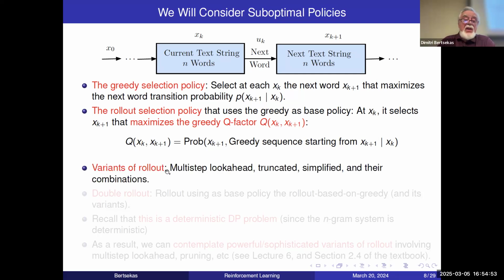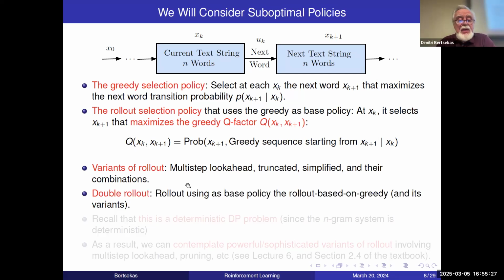Now, there are a number of variants of this that we have discussed. We can use multi-step look ahead. We can use truncation, where instead of looking at the entire sequence to the end, to time n, we truncate the sequence after a number of steps. Simplified rollout, where instead of looking at all possible next words, we look only at a subset that looks more promising, more likely. And also combinations of simplified rollout, multi-step look ahead, truncation, and so on.